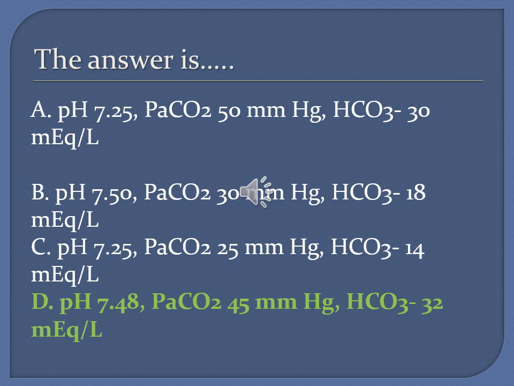Your PO2 is 100, and that is normal. O2 sat is 98%, and that is normal too. And your bicarb was 23, and that is normal. So this is a respiratory alkalosis. And what is a good cause of that? That would be hyperventilating. So the patient is hyperventilating.